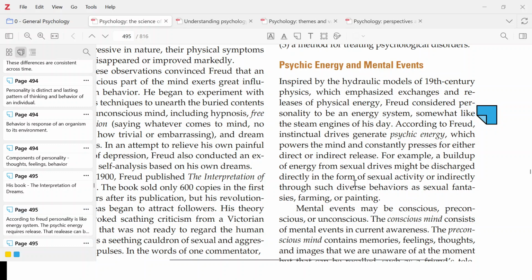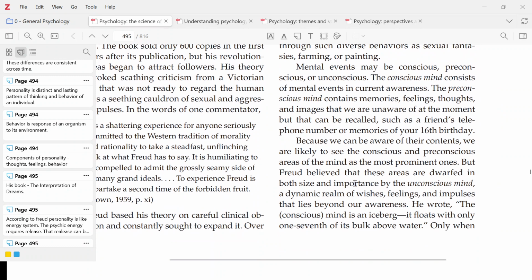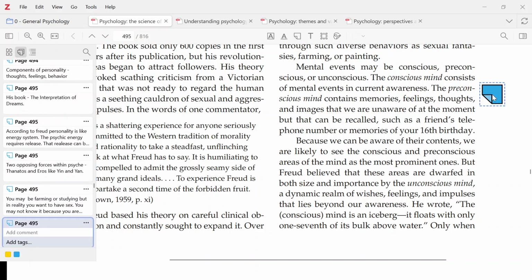Okay, let's move forward to the next paragraph. Just for example: mental events may be conscious, pre-conscious, or unconscious. So the conscious mind consists of mental events in current awareness, and pre-conscious memories are unaware at the moment but can be recalled. In the paragraph, he mentions that mental events happen at three levels of mind: conscious, pre-conscious, and unconscious. Unconscious is mentioned in the third paragraph, but okay.